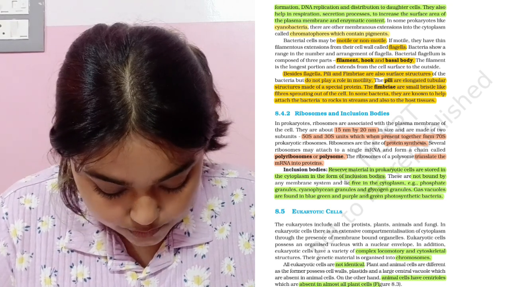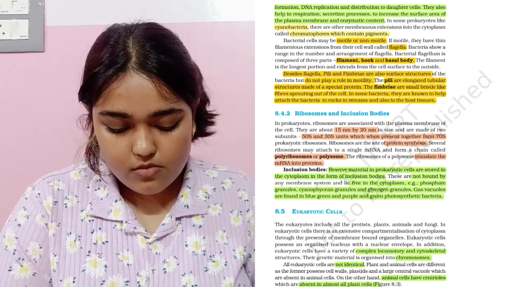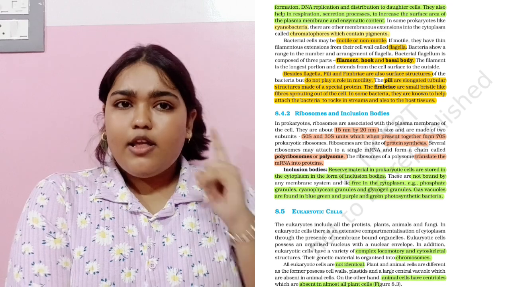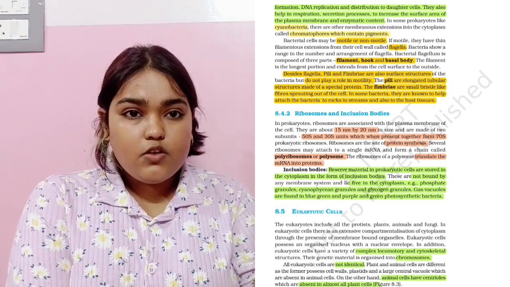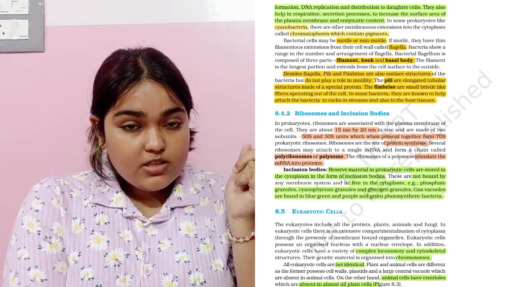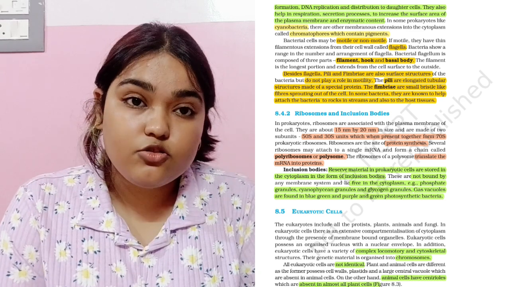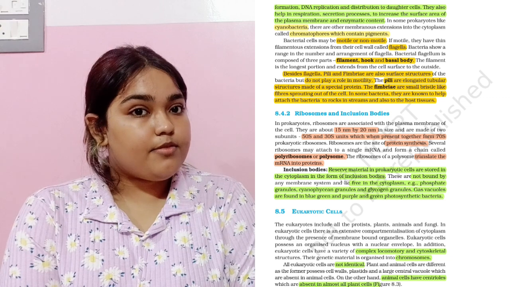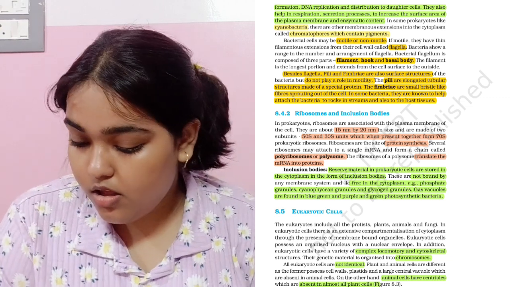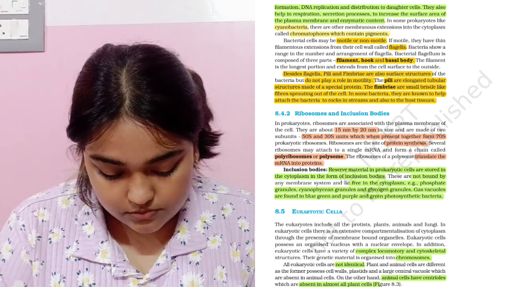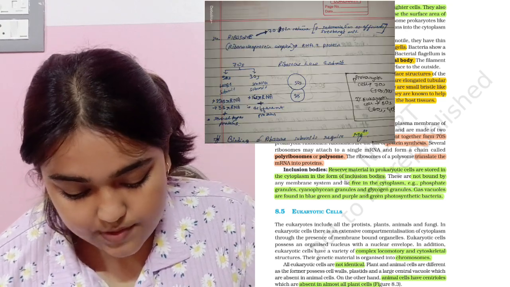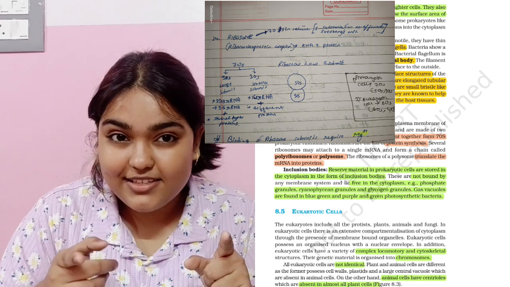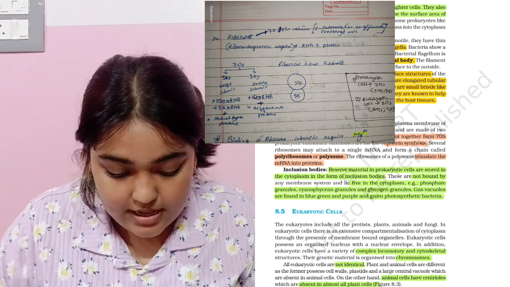Now, we have ribosomes and inclusion bodies. The size of a ribosome is about 15 nanometer to 20 nanometer. Now, let's remember what I have just told you about mycoplasma. Mycoplasma was 0.3 micrometer, and bacteria it was 3 to 5 micrometer. Now, ribosome, we have the 50S and the 30S units, which together form 70S, not 80S. Just don't add it up.